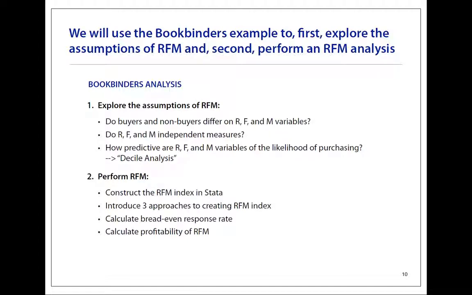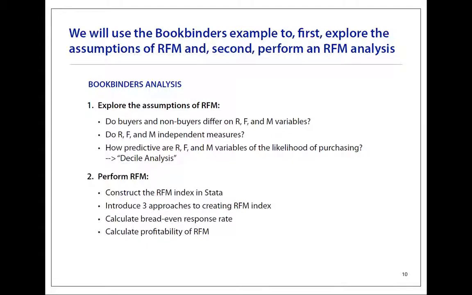The second thing that we want to check is whether these 3 measurements are independent from each other. And think about the extreme case. If RFM are perfectly correlated, we only need one of them. We don't need all 3. And the third thing that I want to check is how predictive these 3 variables are of the likelihood of purchasing this particular offer. We'll come to explain this last point in more detail in a moment. And then, of course, we'll talk about how to implement it in data.